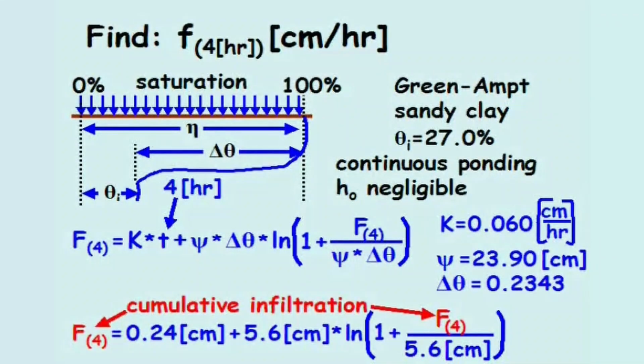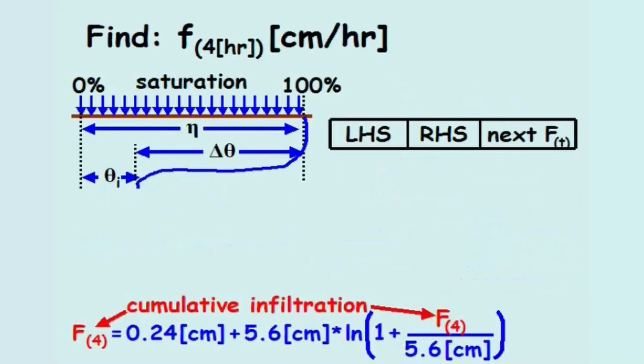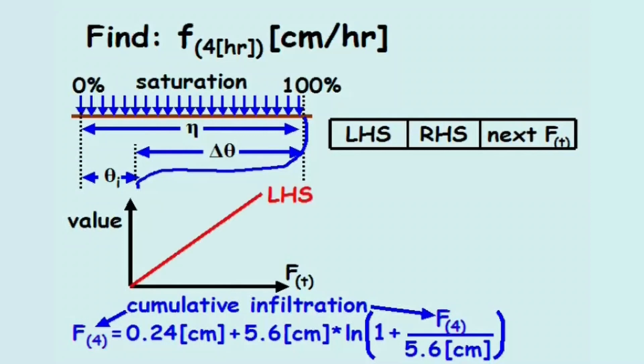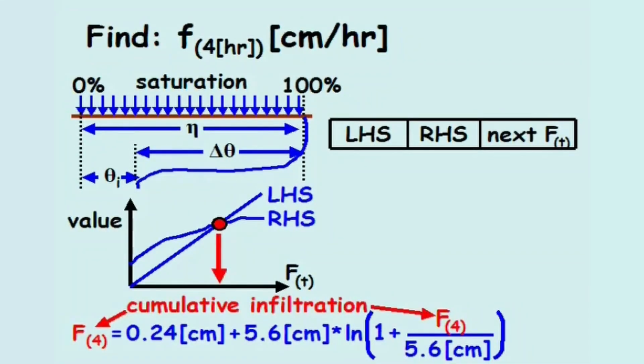We notice the cumulative infiltration occurs twice in the equation, once in linear and once in a log. Therefore, we'll have to solve the problem iteratively, unless we have access to a special calculator. If we had a graphing calculator, we could plot the left-hand side of the equation as a function of F sub t, and the right-hand side of the equation as a function of F sub t. And the intersection point would be the correct value for the cumulative infiltration.